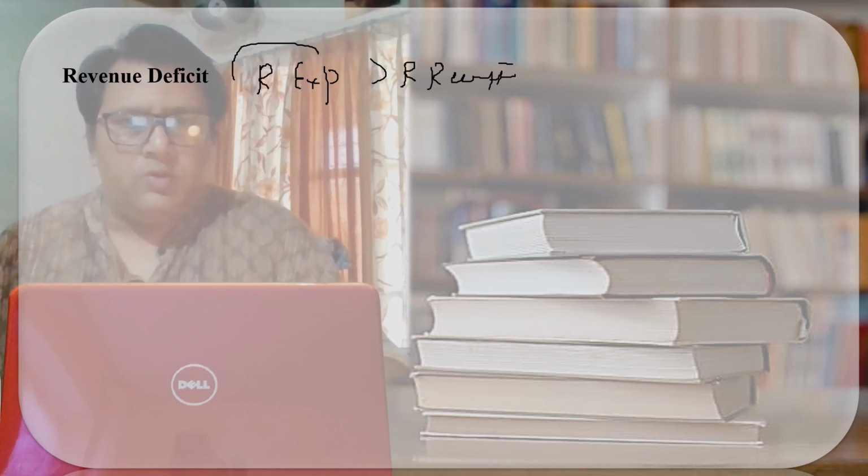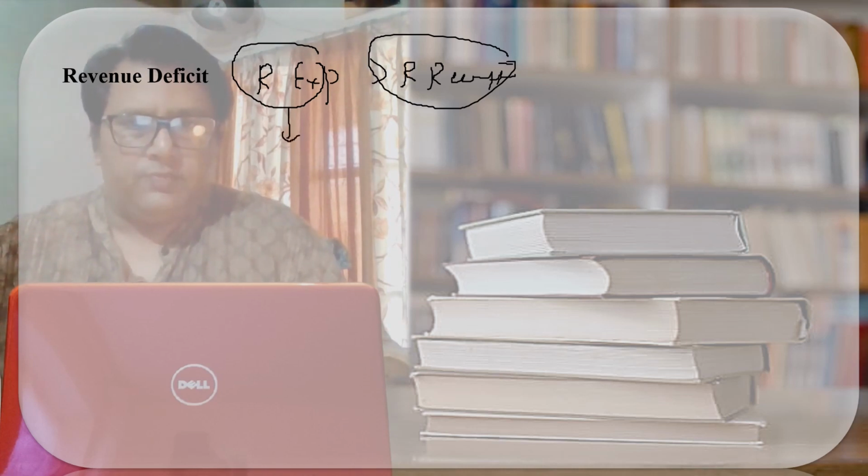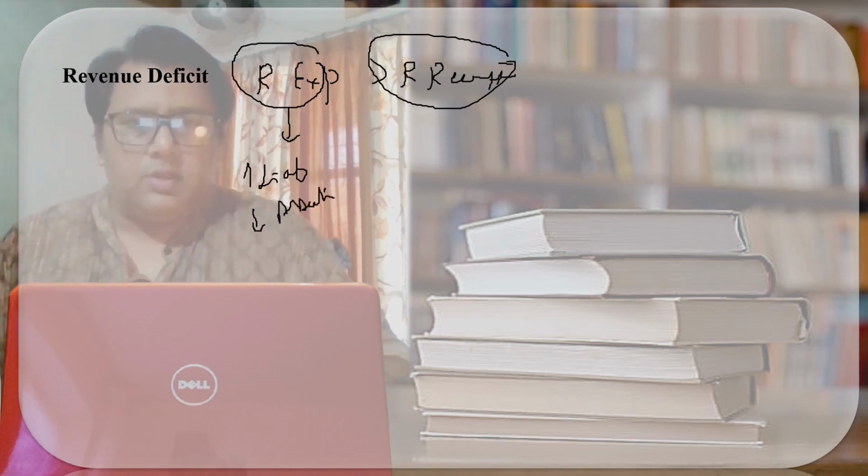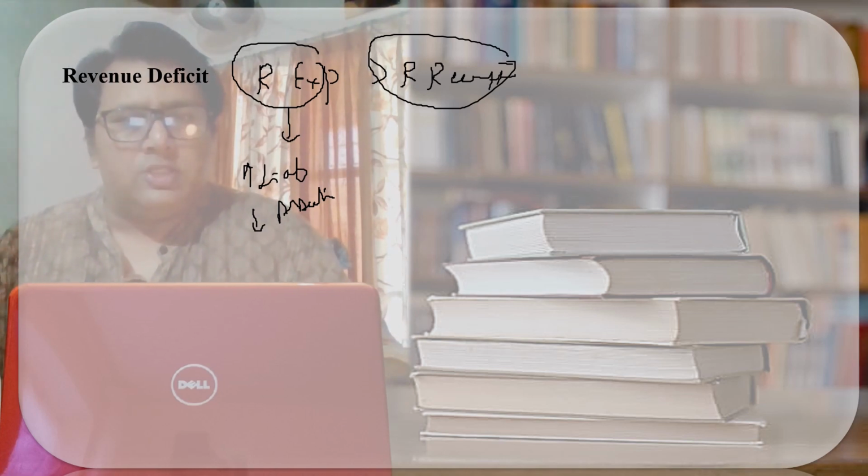The question is, what is revenue expenditure and what is revenue receipt? Revenue expenditure is that expenditure which neither increases the liabilities of the government nor decreases the assets of the government. So what is revenue expenditure? It is that type of expenditure which is incurred for a shorter period and has no effect on the assets and liabilities of the government. And what are the revenue receipts? It is that type of receipt which has no effect on the liabilities and assets as well.